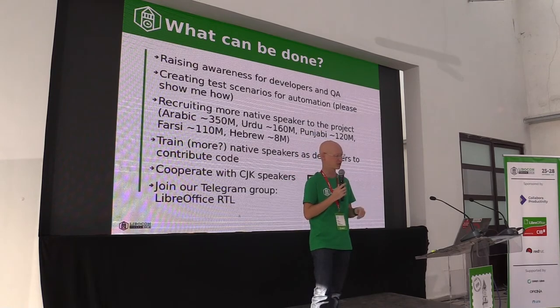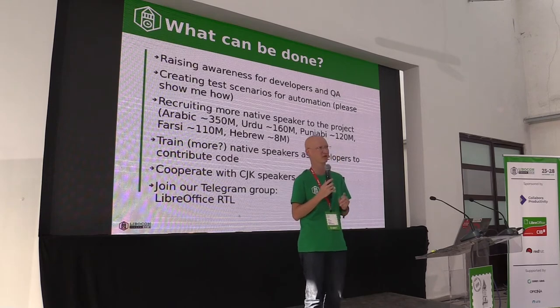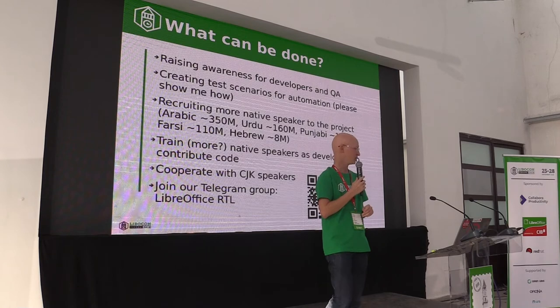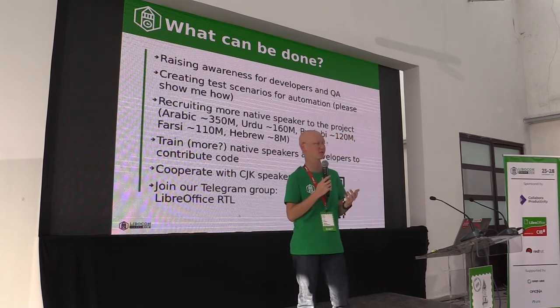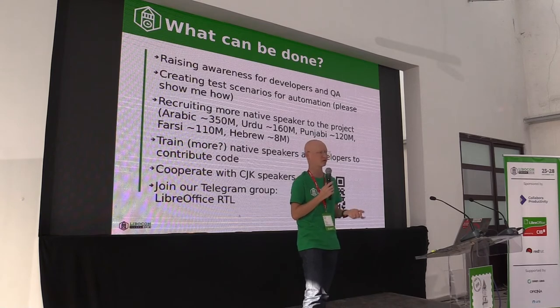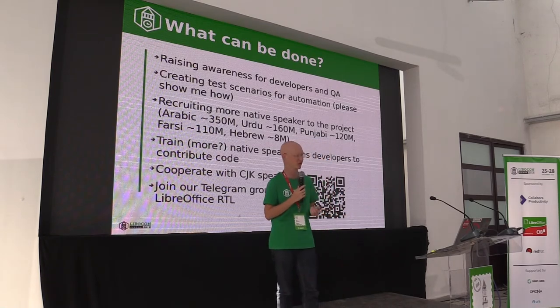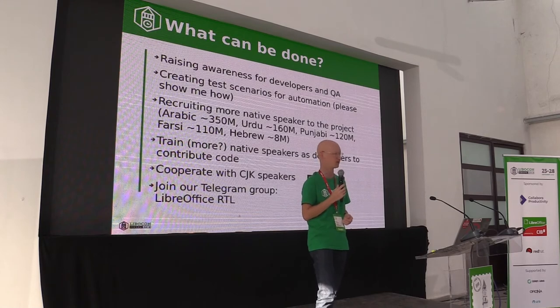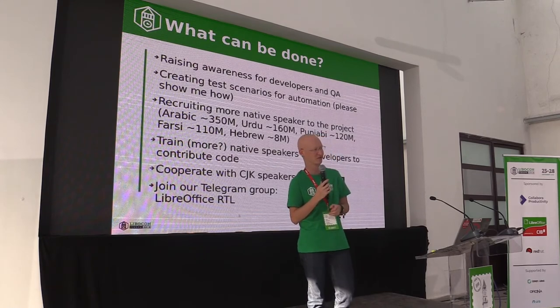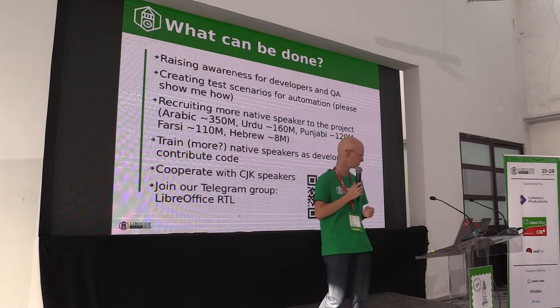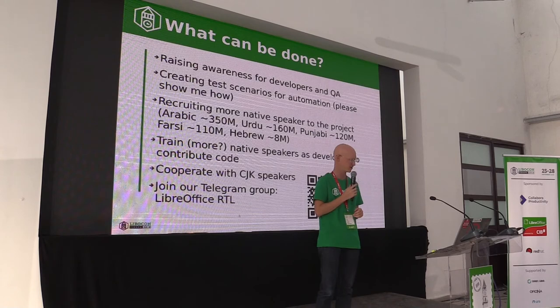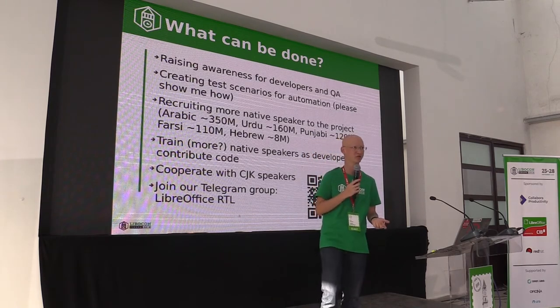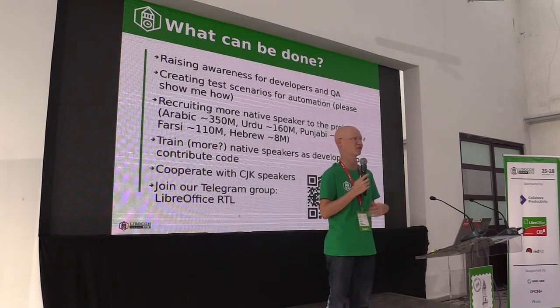Another challenge, and that's a point that is also relevant to some of the stuff I saw in other sessions, mainly by Italo, is how do you recruit more native speakers of languages which are right to left and have millions of speakers, but are not part of our community? There's 350 million Arabic speakers, 160 million Urdu speakers, 120 million Punjabi speakers, and 1 million Farsi speakers. And I think there's no representation for them in our community. That's more than 500 million people whom we could reach as possible users and of course contributors.